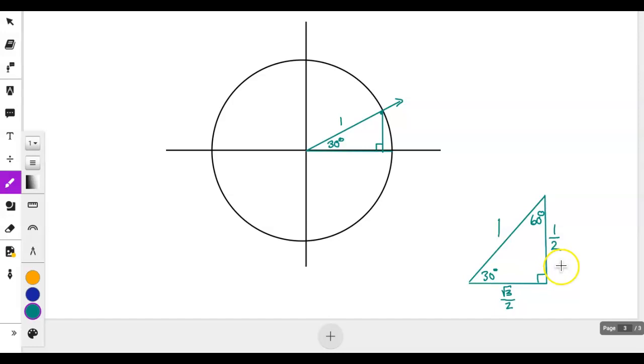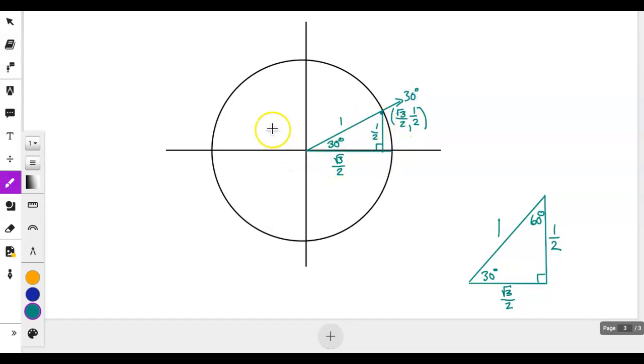So what I'm going to do here is just bring this information over to the unit circle, and I'll put √3 over 2 here and 1/2 here. And what that means is this ordered pair would be √3 over 2, comma 1/2. And again, this is 30 degrees.